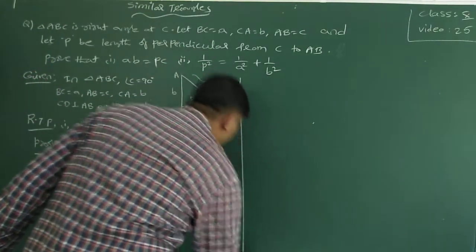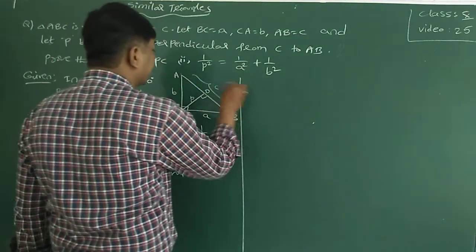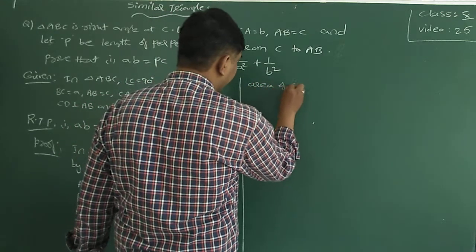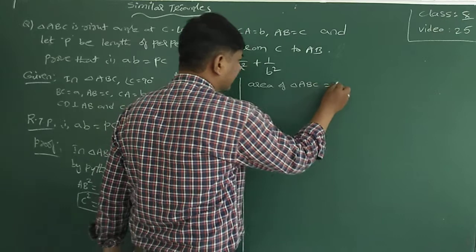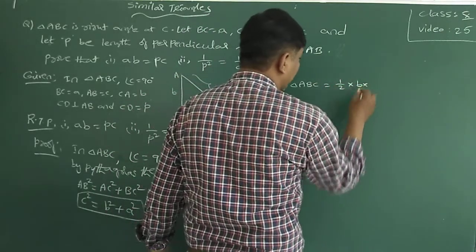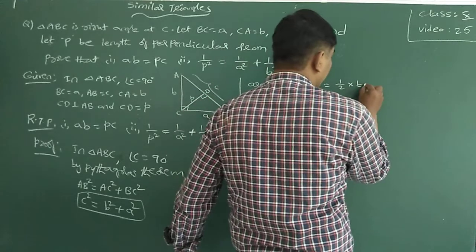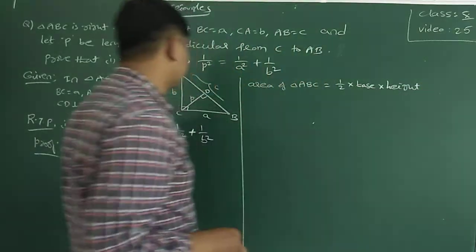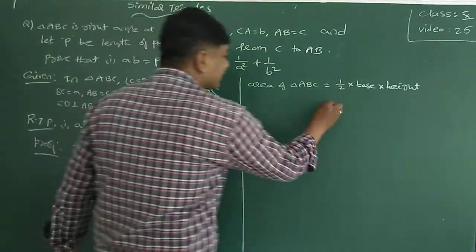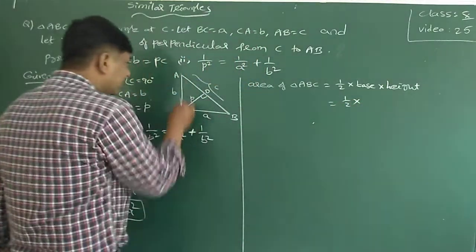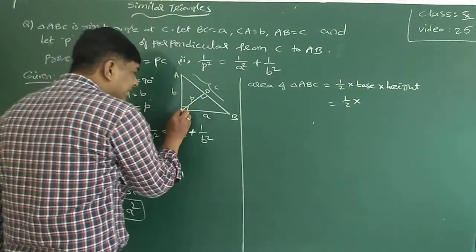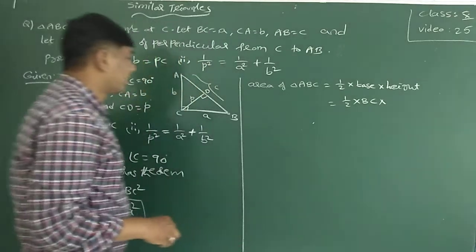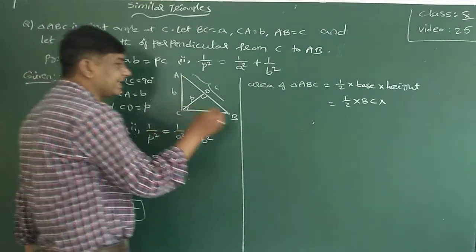Now I am going to take the area of triangle ABC. The formula is half into base into height. Here b is already used, so I am writing it in complete form. Area is equal to half into base into height, which means half into, if this is the perpendicular I consider, then BC will be the base and the height is AC.